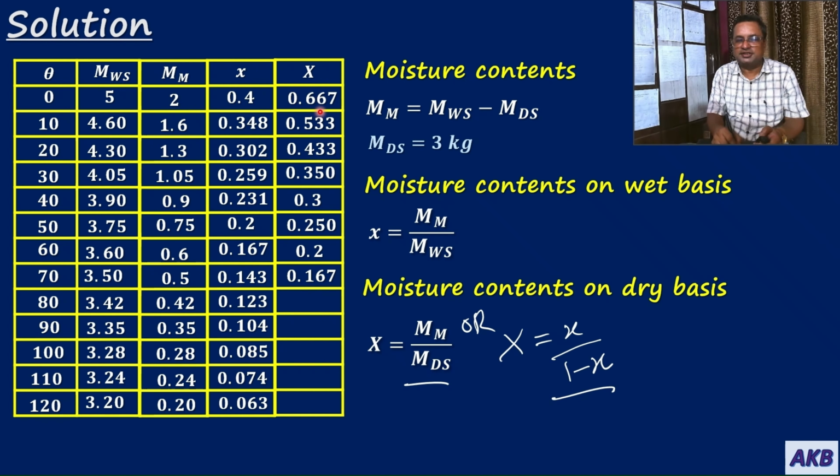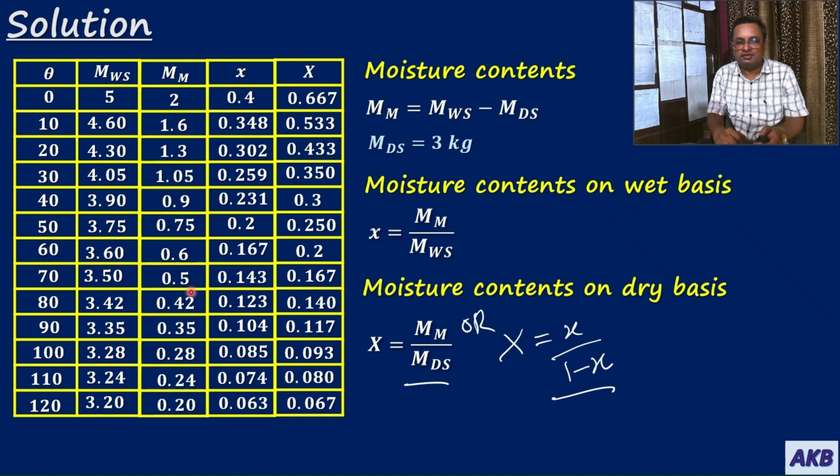So it is 0.687. Then 1.6 divided by 3, it is 0.533. Then 1.3 divided by 3, it is 0.433. Then 1.05 divided by 3, it is 0.350. Then 0.9 divided by 3, it is 0.3. Then 0.75 divided by 3, it is 0.250. Then 0.6 divided by 3, it is 0.2.